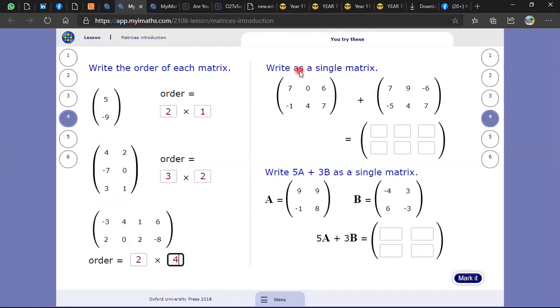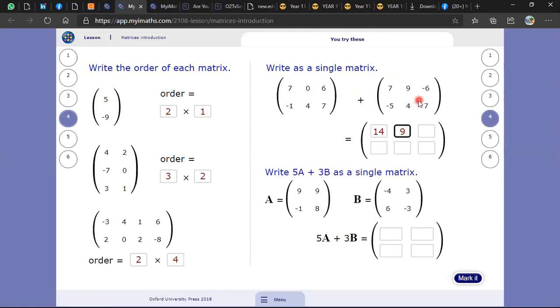We want to write this addition as a single matrix. So we want to perform the addition here. Remember, addition is to be done by adding elements in the same position together. So 7 here plus 7, and that should give 14. 0 here plus 9, I believe that should give 9.